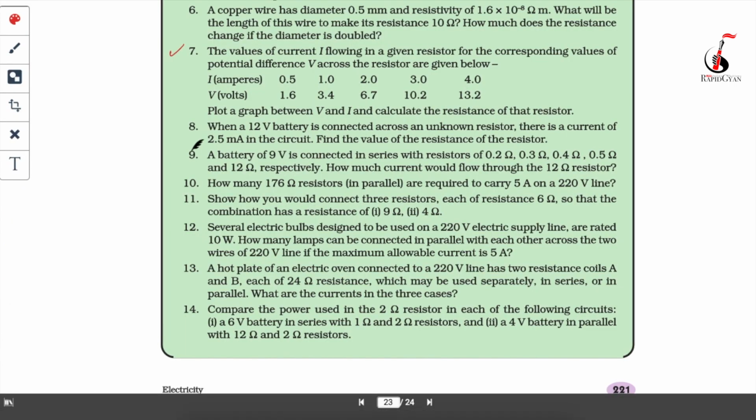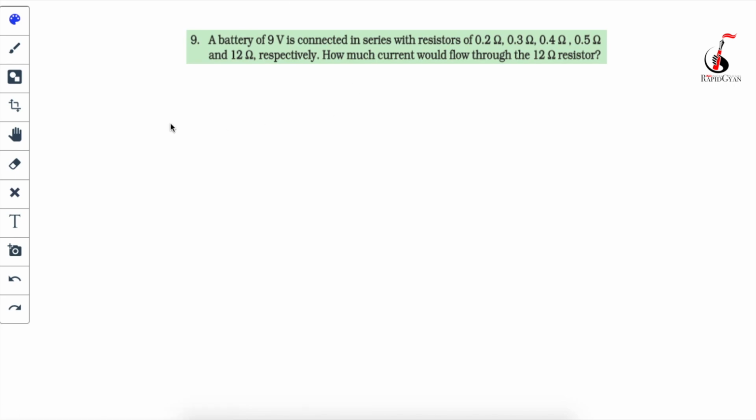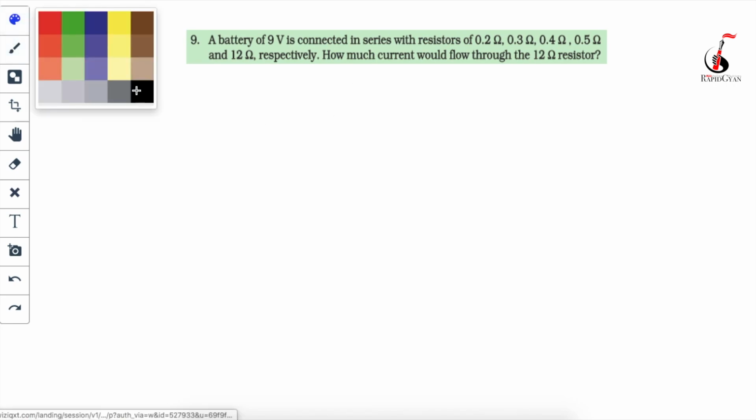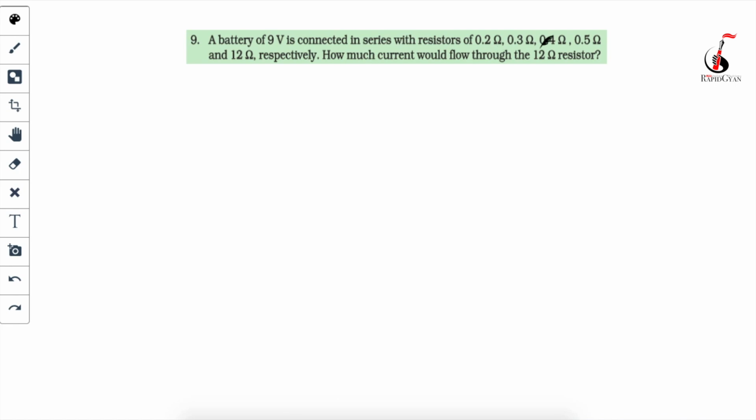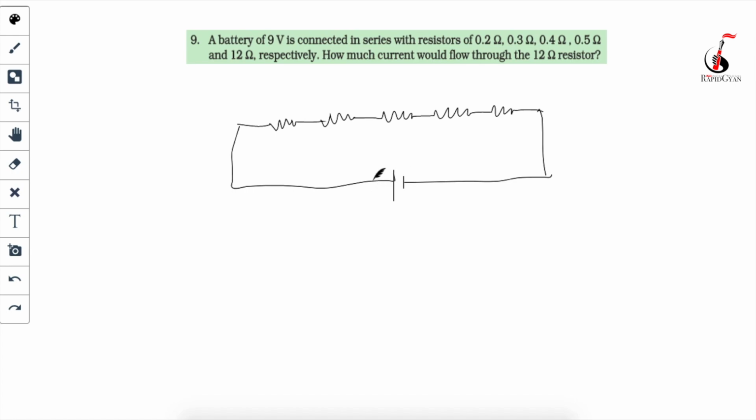Next question is, okay, the ninth one. A battery of 9 volt is connected in series with the resistors 2, 3, 4, 5. How much current flows through the 12 ohm resistor? Okay, guys, this is a little bit tricky question, but not that much tricky. It's very easy. What they are saying is, there are 5 resistors connected in series. So I will connect these resistors in series, 1, 2, 3, 4, 5. Okay, and in this way somewhere it will be connected with a 9 volt battery.